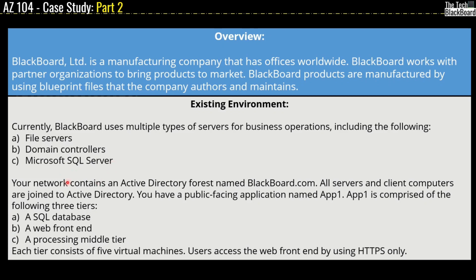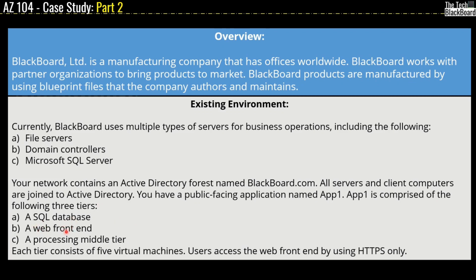Moving ahead, it says that your network contains an Active Directory forest named blackboard.com. All the servers and client computers are joined to Active Directory. You have a public facing application named App1. App1 is comprised of the following three tiers. And here we have a SQL database.